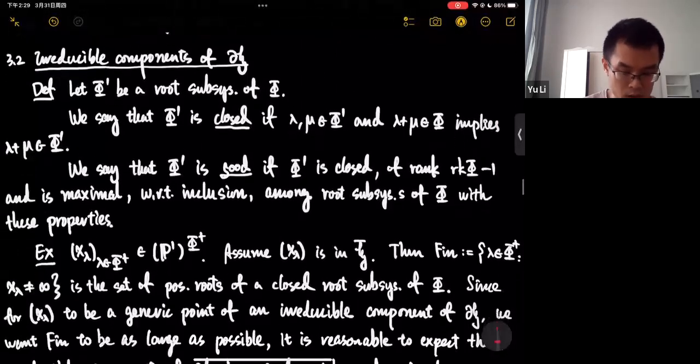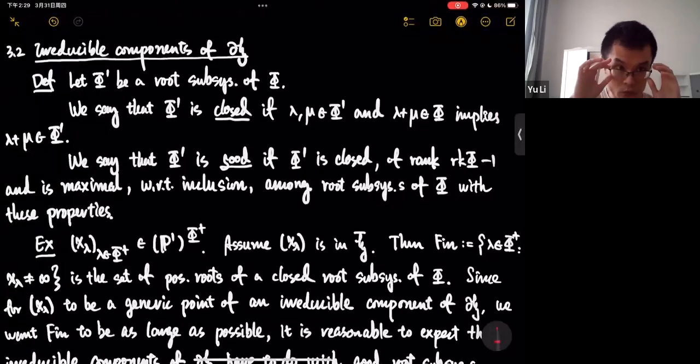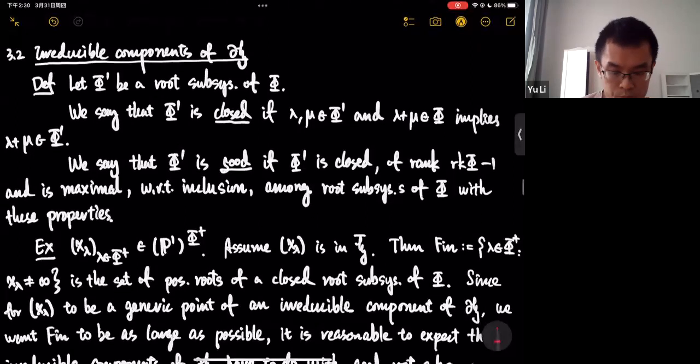Yes, let's move on to section 3.2 and discuss the irreducible components of the boundary of H. We have seen two examples, type A1 and type A2. In type A1, the boundary consists of one point, the point infinity of P1. And in type A2, the boundary consists of three components, each of which is isomorphic to P1.